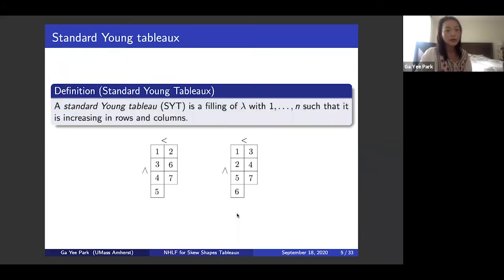Now that we have a Young diagram, we can fill it up and make a standard Young tableau, which is the filling of lambda with 1 through n such that it is increasing both in rows and columns. So these are 2 examples of a standard Young tableau of shape 2, 2, 2, 1. As you can see, each row is increasing and each column is increasing for both cases.